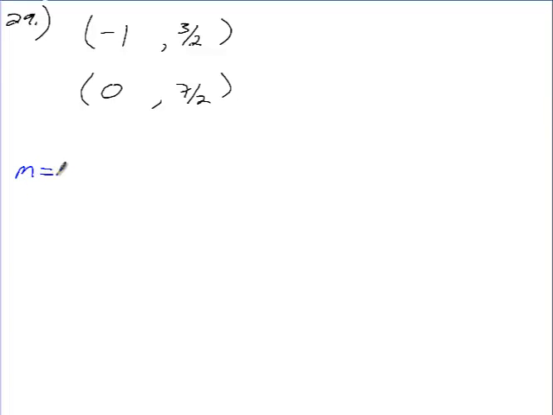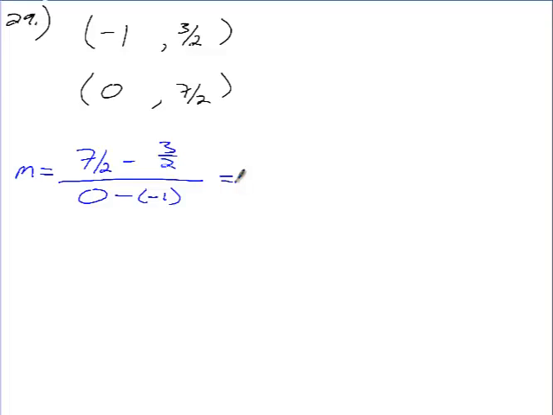And 29, what does 29 ask you to do? So what are the 2 points? Okay. Everybody all right? So we set it up just like normal, right? We're being asked to find the rate of change, which means find the slope. So what's my y2? Right, so I'm going to get 7 halves minus 3 halves all over 0 minus a negative 1. Is everybody okay with that?